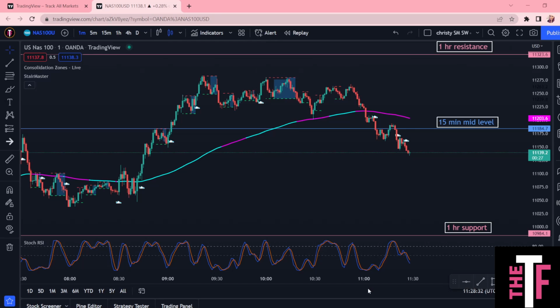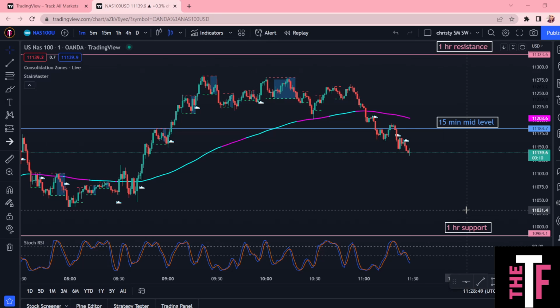These zones are the same thing. You're not going to change them. So the 1 hour and the 15 minute, they stay on there. You can see I still have my 1 hour resistance and support and my mid-level. These have not changed. The prices haven't changed. All of it's the same. I showed you the 5 minute quickly just so you could see how it looked.